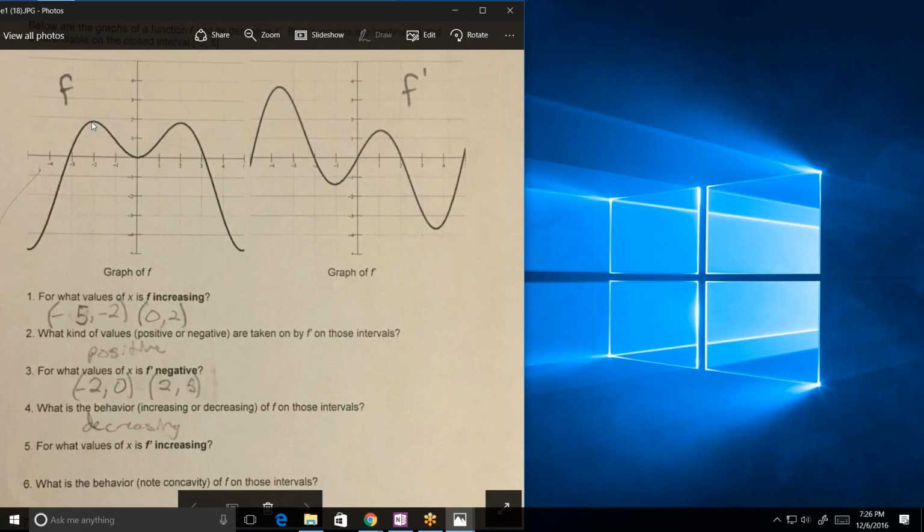That's a local maximum, but it's also an absolute maximum. There's no place on the function that's higher than that. Same with over there. But notice what is true at these local minimums and maximums. What is true about the first derivative? What's its value?